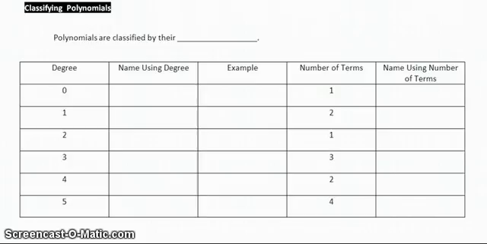Now, polynomials are classified two ways: by their degree, like we've been discussing, and number of terms.